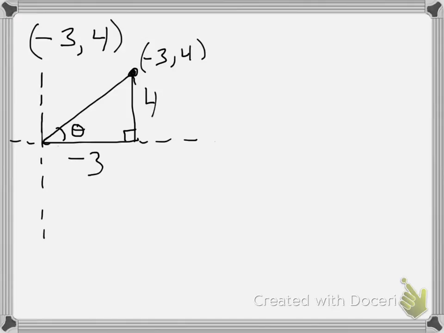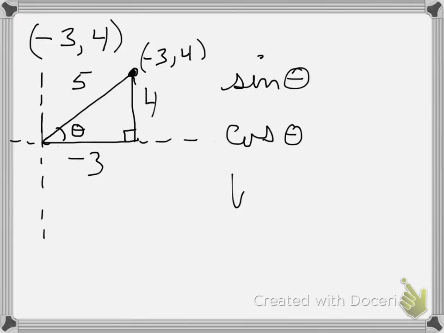Now, using the Pythagorean theorem, I can find the length of the hypotenuse, and I know that the length of the hypotenuse is 5, because this is our old friend, the 3, 4, 5 right triangle. Now, the 3 trig functions: the sine, the cosine, and the tangent. Tangent is opposite over adjacent, or 4/5.